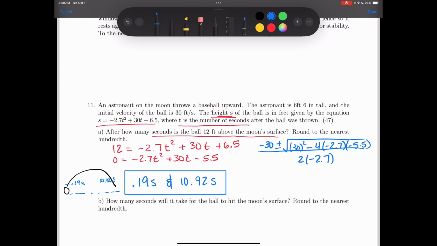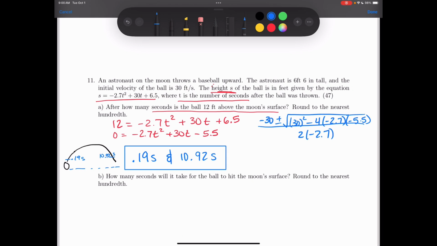How many seconds will it take for the ball to hit the moon's surface? So what height would it be above if it's on the moon's surface? How high is it? It's a trick question. It's on the moon's surface. How high above the surface is it? 0. So I do the same thing, except instead of plugging in 12, I plug in 0.